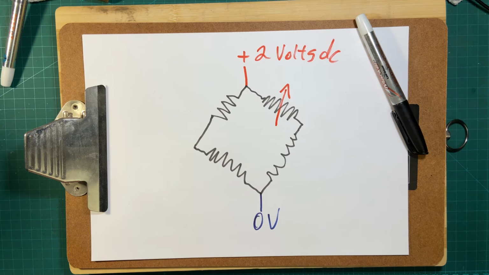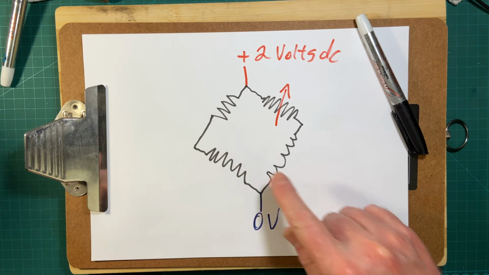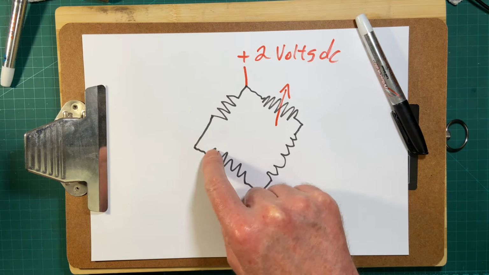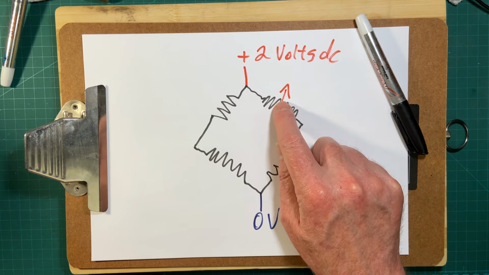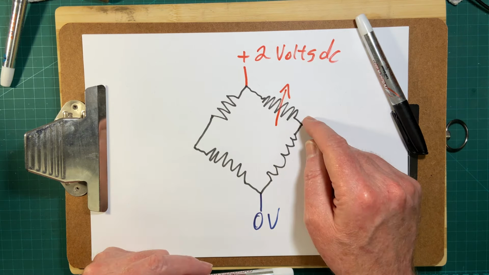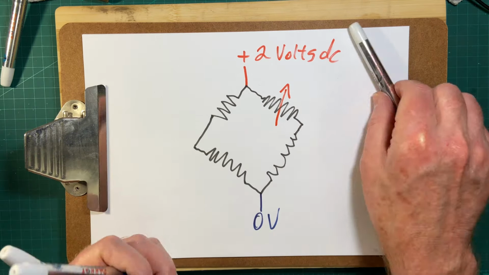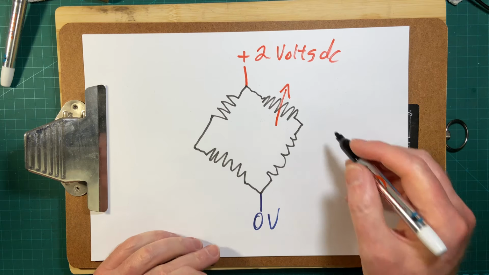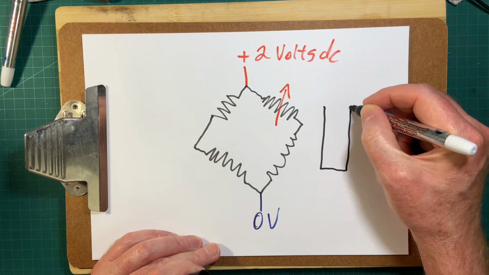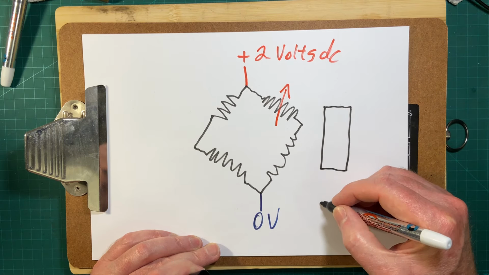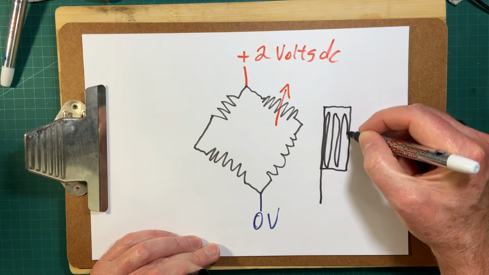All right, so that means that you are 2 volts across this bridge over here, and you've got 3 fixed values, and you've got 1 value which changes by virtue of the fact that it's bonded onto the element, your element. So something like that, and then your traces running like that.